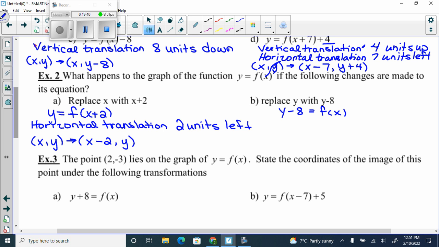And then what do I always tell you to do before you actually state anything? Get y by itself. So I'm going to add the 8 over. So I get y equals f of x plus 8. Now what transformation is that? Vertical translation, eight units.